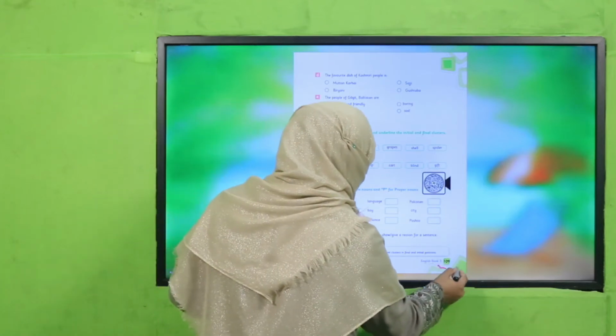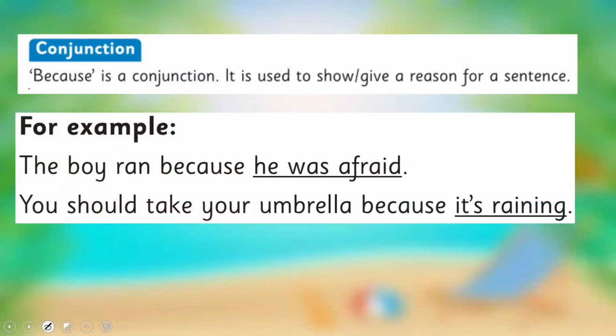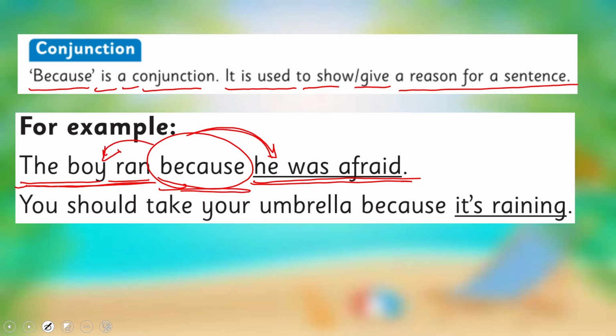All of you open your book on page number 109. Because is a conjunction. It is used to show or give a reason for a sentence. The boy ran. Now this is the sentence. The boy ran because he was afraid. Right? Because we are mentioning a reason, that's why we have joined it with because. This is the sentence, this is the reason, and the conjunction because is joining them.